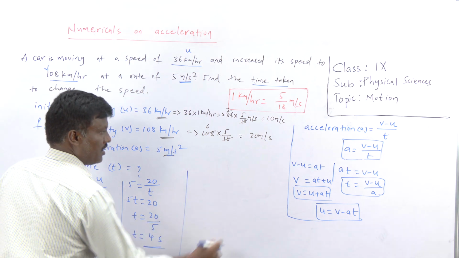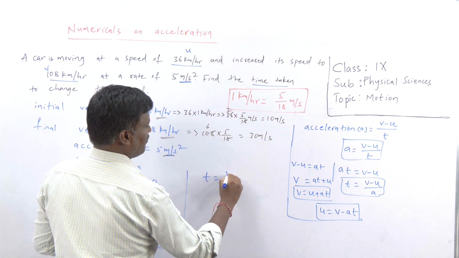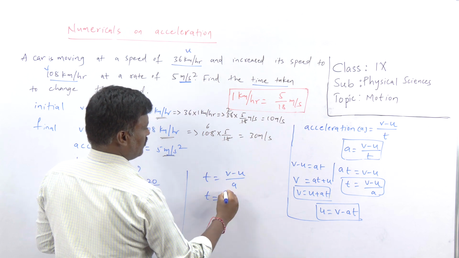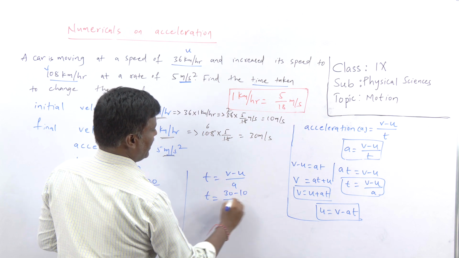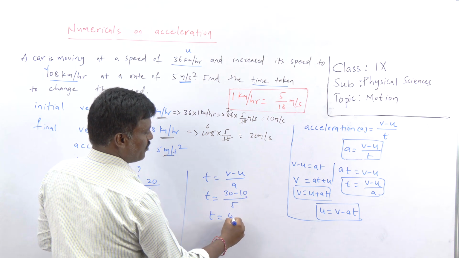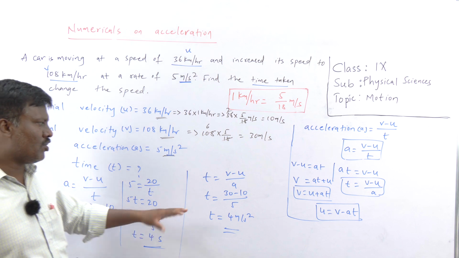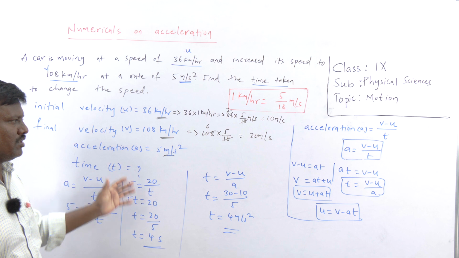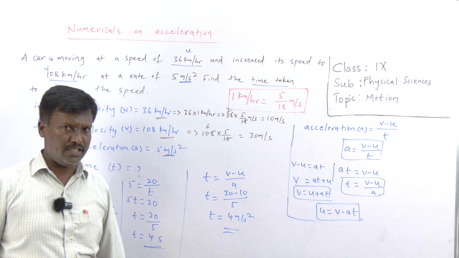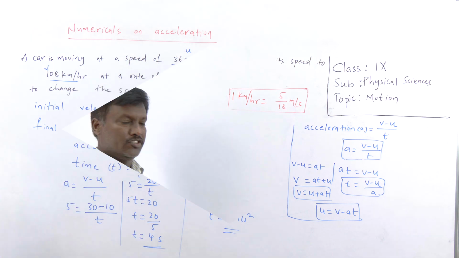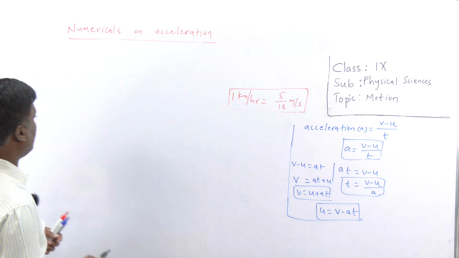If you use this formula directly, t is equal to v minus u by a. What is the v value? 30, u value 10, a value 5. t is equal to 30 minus 10, 20. 20 by 5, 4 seconds. So here there is no confusion. If you learn all the formulas and how to change them, or if you learn only one formula, it is your option. So please note down this problem and practice. Let us discuss another problem.